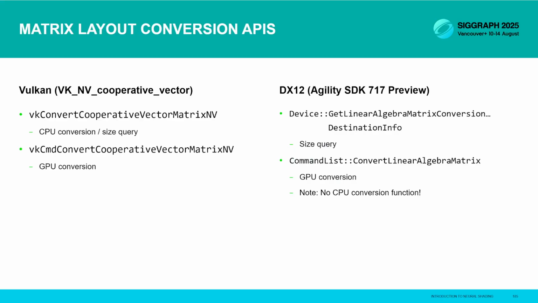The APIs that perform size queries and conversions are shown on this slide for reference. On Vulkan, the same function performs CPU side conversion and returns the output size if you call it with a null output buffer. On DX12, there is a dedicated size query function, but no CPU side conversion function.